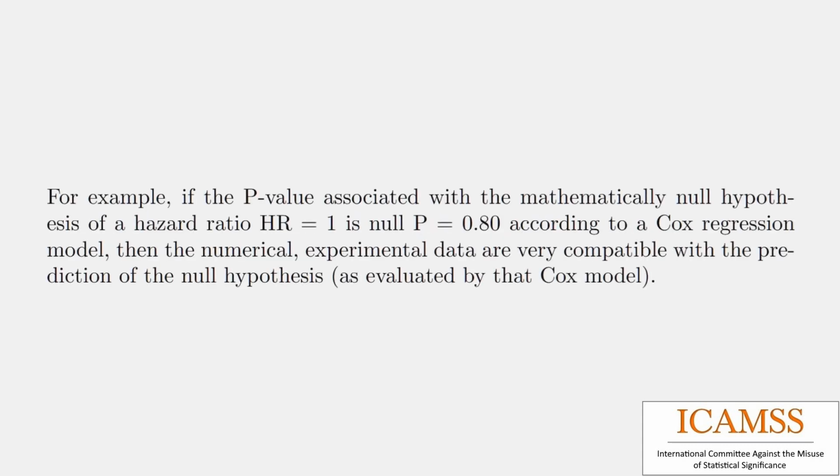For example, if the p-value associated with the mathematically null hypothesis of a hazard ratio equals 1 is p equals 0.80, according to a Cox regression model, the numerical experimental data are very compatible with the prediction of the null hypothesis as evaluated by that Cox model.